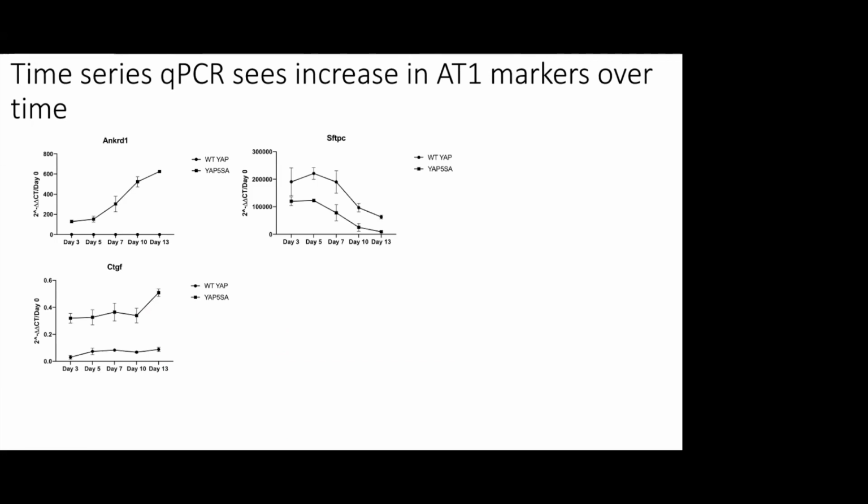Our type 2 cell marker SPC, it's already lower at day 3 and continues to drop off towards 0 as the time course goes on. And then lastly, I'm going to look at 3 different type 1 cell markers.